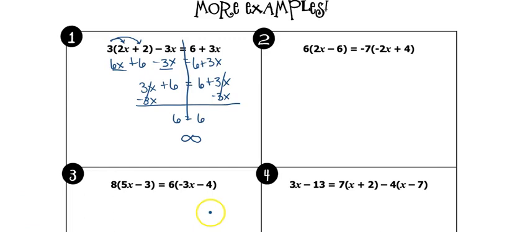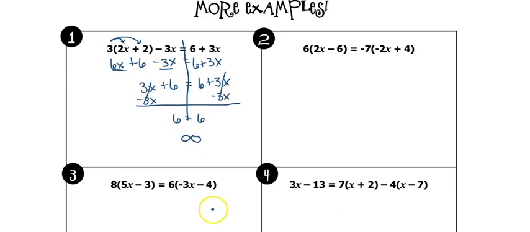Okay, first step, we distribute. Then we combine like terms. Once each side of the equation has been simplified, we move the variables together. So when I move the variables together in this problem, they will both go to 0, leaving me with 6 equals 6. That is a true statement. 6 does always equal 6, so therefore I have infinitely many solutions.